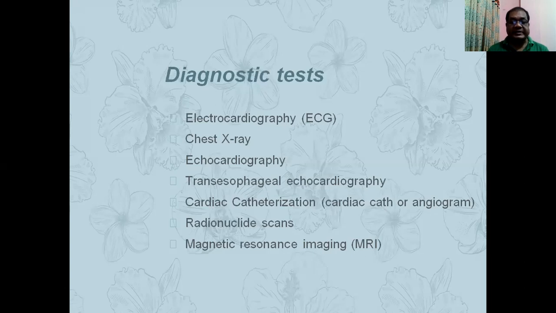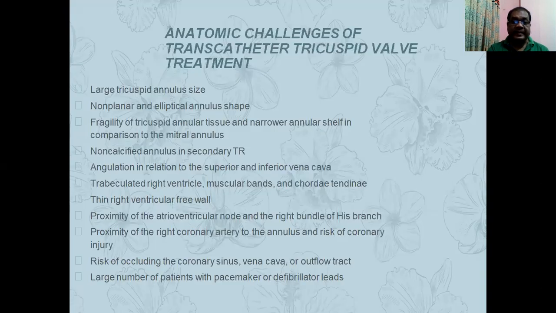What are the diagnostic tests? These are the common armamentarium used to diagnose tricuspid valve disease: electrocardiography, chest X-ray, echocardiography, transesophageal echocardiography, cardiac catheterization, which includes coronary angiogram in certain cases, radionuclide scans, and magnetic resonance imaging. These diagnostic procedures are used either singly or in combination to diagnose tricuspid valve disease.